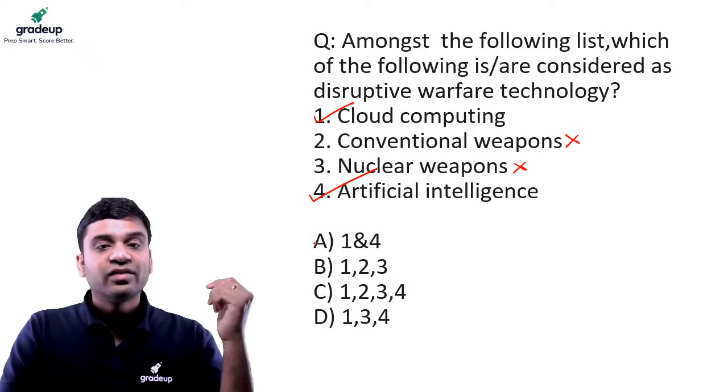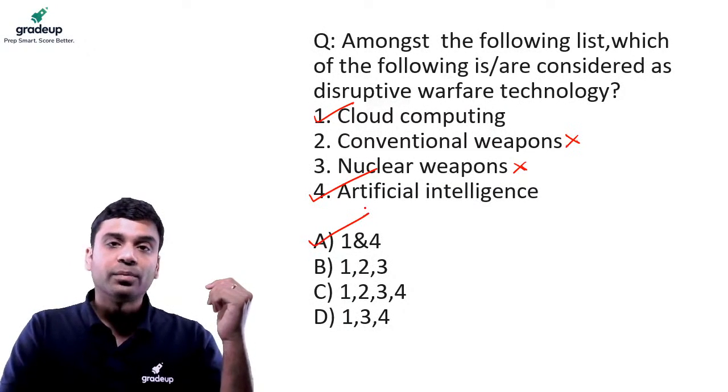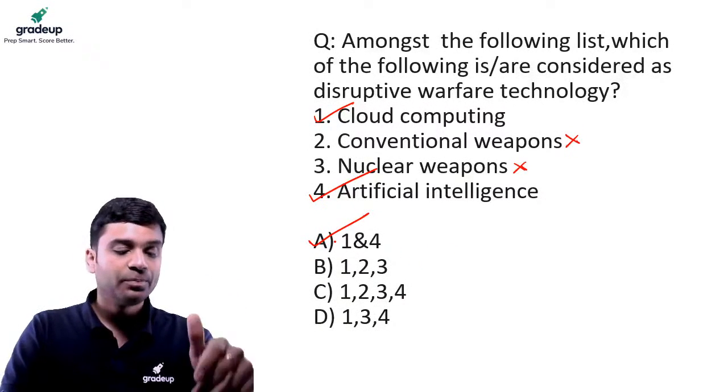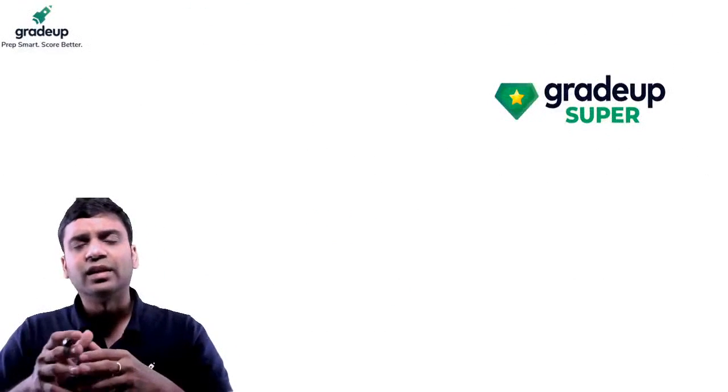So the answer is A, 1 and 4. Okay? So for people who've answered, the answer is A, 1 and 4. So ऐसे basic questions आ सकते हैं हमें.